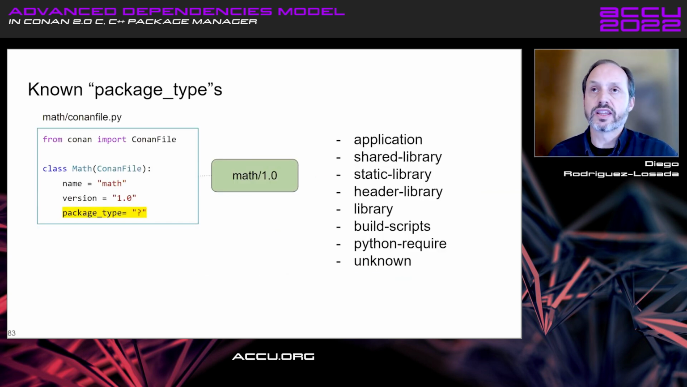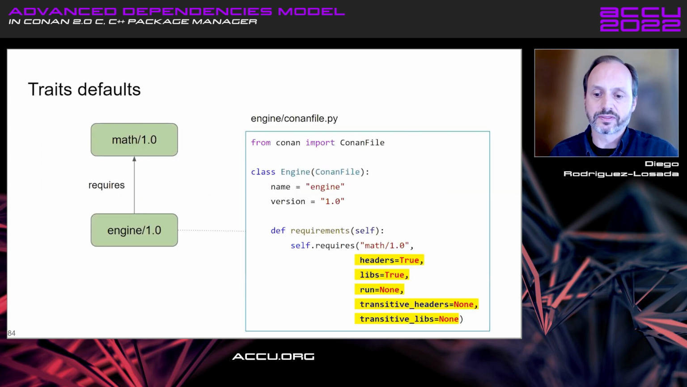So basically the values that package type can take at this moment are: application, shared library, static library, header library. Library is kind of an abstract one. It is telling Conan, I want you to really force that a shared option will be defined, otherwise I will error. Then I will deduce, based on the option, if it's a shared library or a static library. But I want to make sure that Conan knows that option should be defined and used to deduce the package type. Then we can have build scripts to model just a package that contains some CMake stuff, for example, and Python requires.